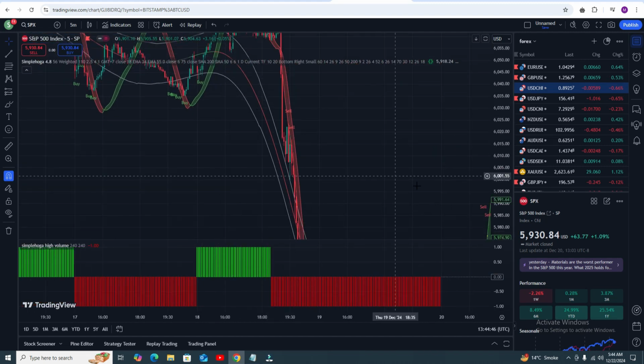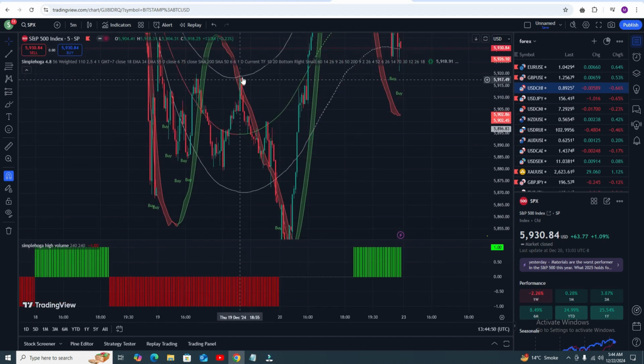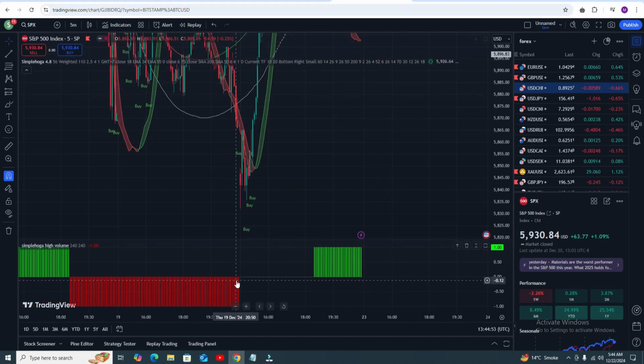Okay, set it, and that was some trade too. Okay, you can open your position again from this point. Okay, there is no volume and you're getting a buy signal, so definitely it will give you the profit.